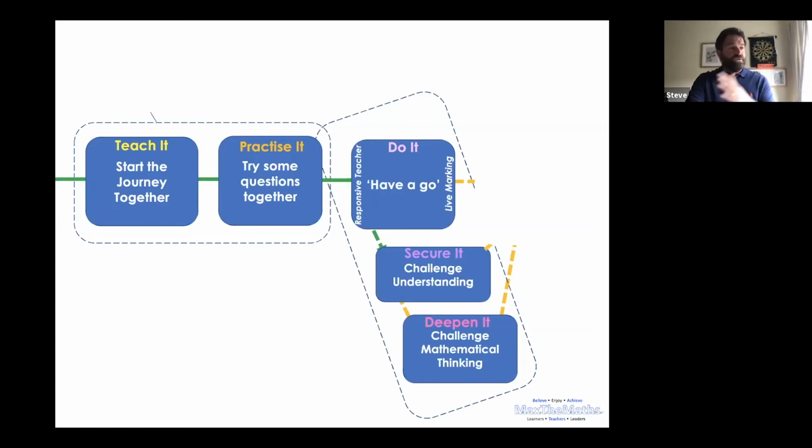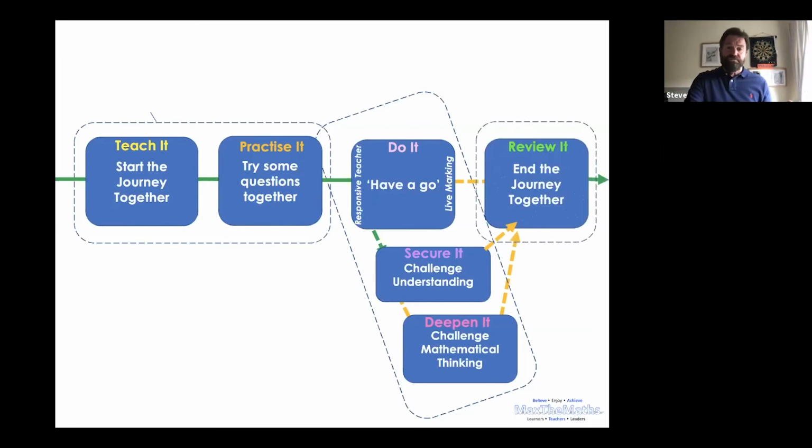Do it, twist it, solve it. Do it, secure it, deepen it. Do it, zap it, kick it. I actually think there's more words. This is about how do we teach it, practice it, then do it, secure it, deepen it, and then how do we review the learning at the end of the lesson. So actually, I think there's 6 phases. Not a snappier workshop title, but actually it's really important. None of this works, by the way, if I'm not clear about the kite I'm flying today.